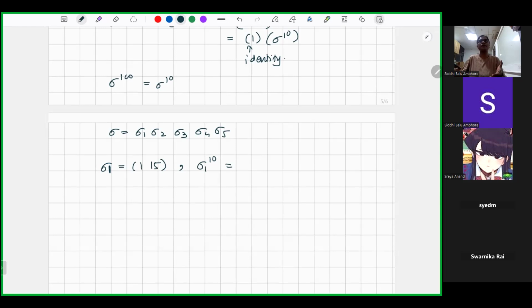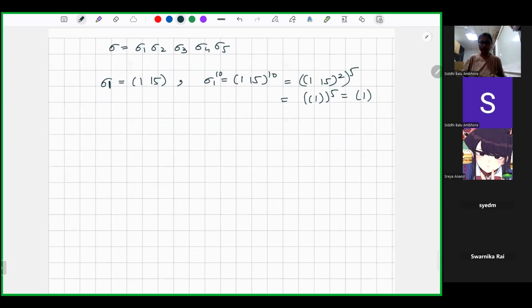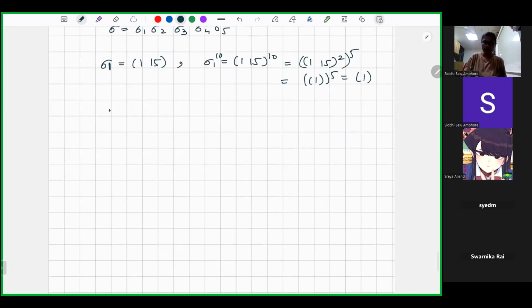So sigma power 10 will be, or we can do this. Sigma 1 power 10 is (1 1 5) power 10. This is (1 1 5) power 2 into 5, right? And that is identity permutation 5. So that becomes identity permutation. So the sigma 1 power 10 is just identity permutation.